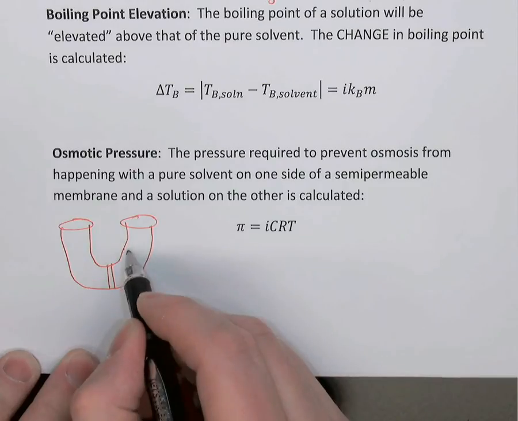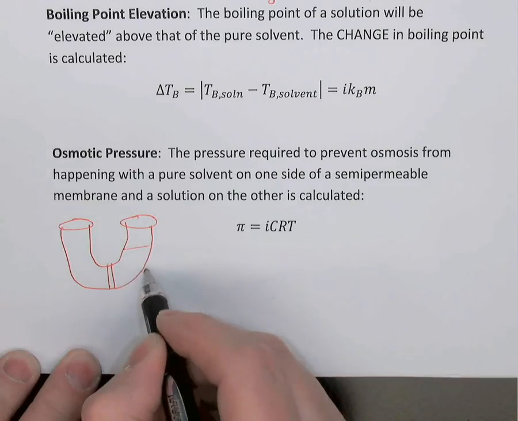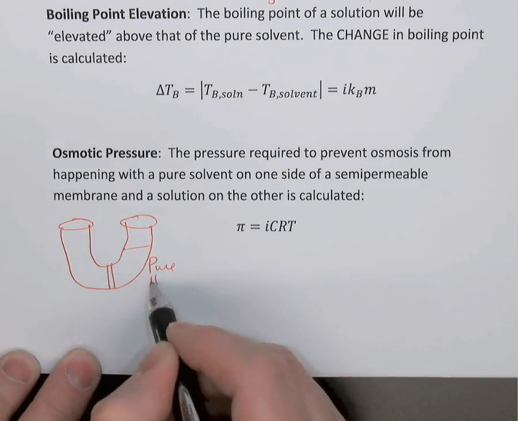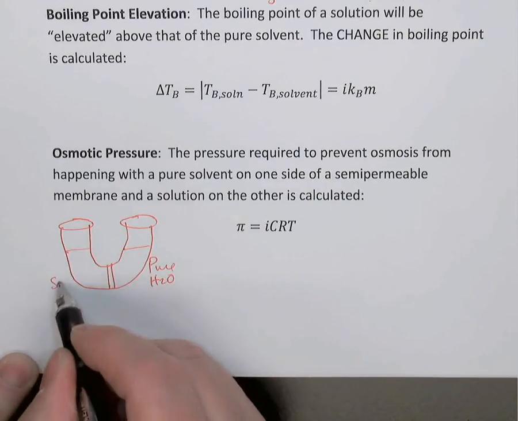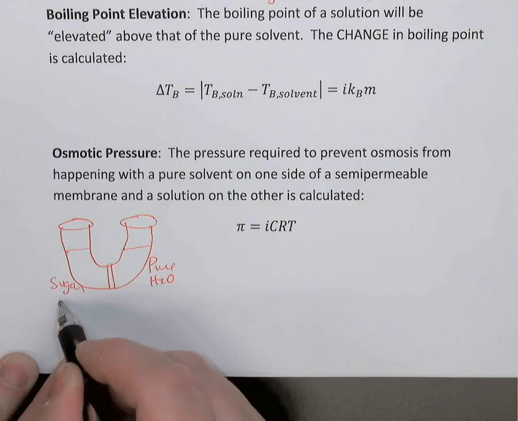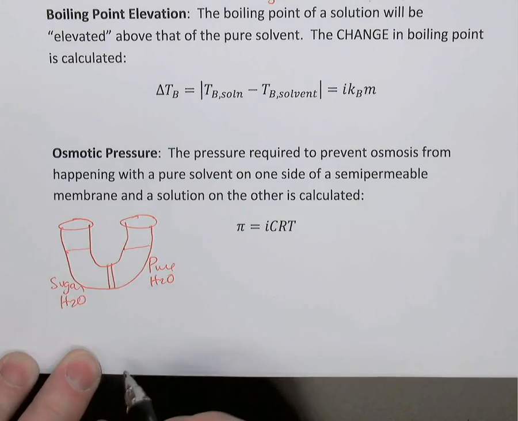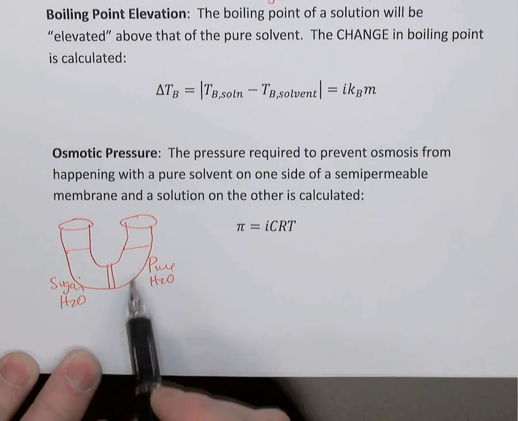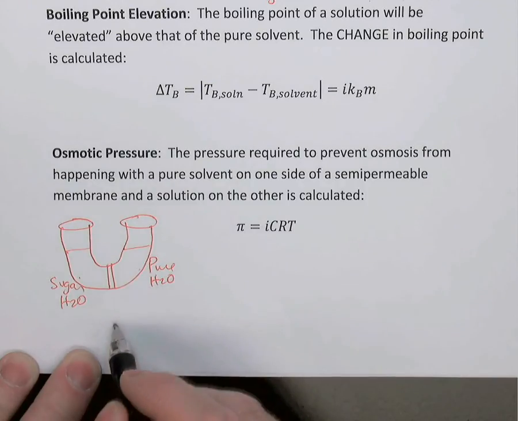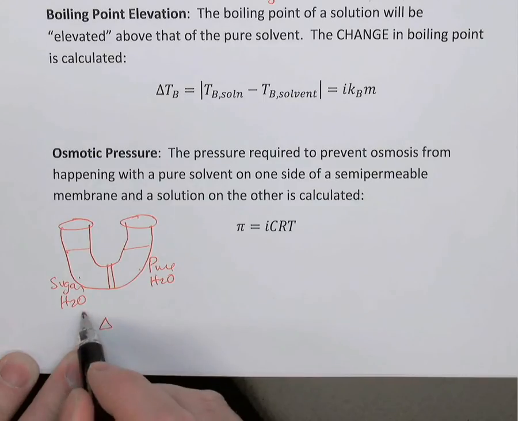On one side of the membrane, let's put pure water, pure H2O. On the other side, let's put sugar water, so water with some sugar dissolved in it. Now, because there's a higher concentration of sugar on the left than on the right, we know that there's a concentration gradient. We could represent that with something like a seesaw.